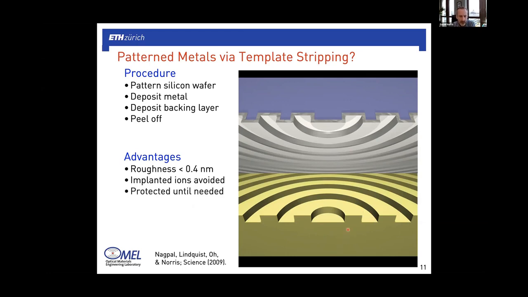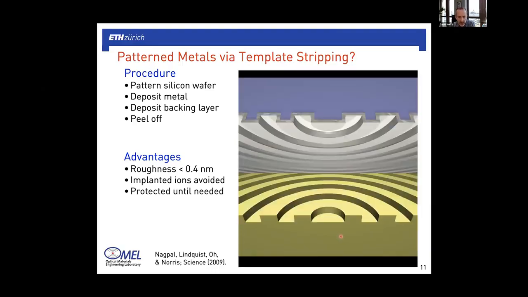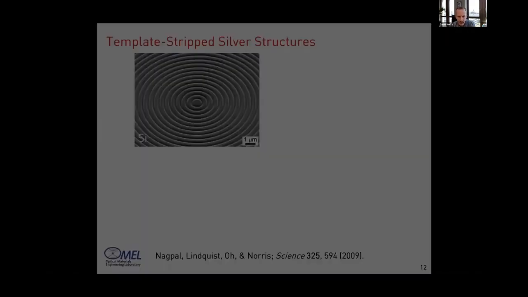And then finally, for a metal like silver, which tarnishes, you can leave the film on the silicon template until you want to use it and peel it off, and then you'll get a pristine surface to do your experiments or for your device or whatever. And finally, the silicon template is then reusable, and you can use it hundreds of times if you wish to make all nominally the same structure.